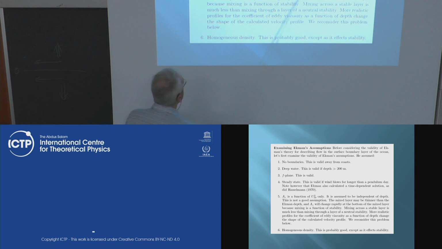The mixed layer may be thinner than the Ekman depth, and the AC will change rapidly at the bottom of the mixed layer, because mixing is a function of stability, because the stability determines the mixing. Mixing across a stable layer is much less than mixing through a layer of neutral stability, obviously. If the layer is vertically stable, the mixing is much weaker. A more realistic profile for the coefficient of eddy viscosity as a function of depth changes the shape of the calculated velocity profile. We reconsider the problem below, but we will not go into more detail about that.